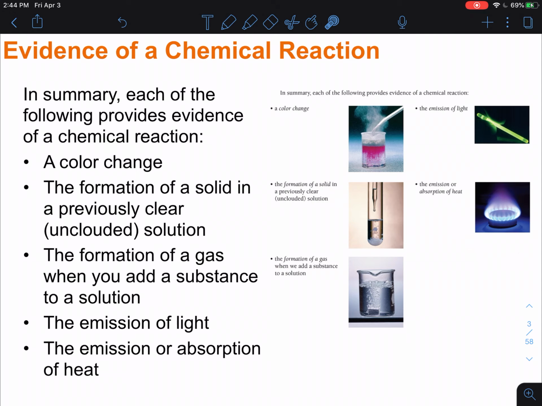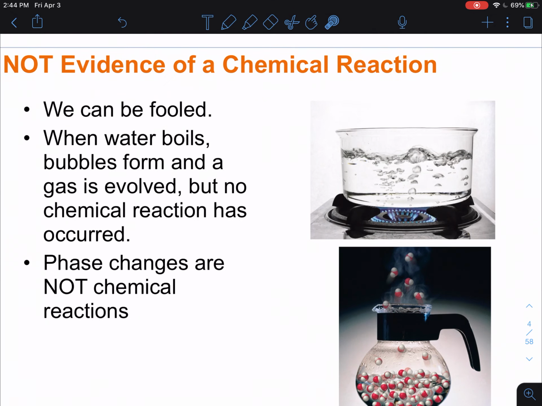And if you were in lab, you would get to see this with your own eyes and feel it with your hands, but it's kind of cool when you mix two things together and then all of a sudden the reaction gets really cold. That's because it's an endothermic reaction, and that reaction is absorbing heat from its surroundings. So these are the 5 main indicators of a chemical reaction.